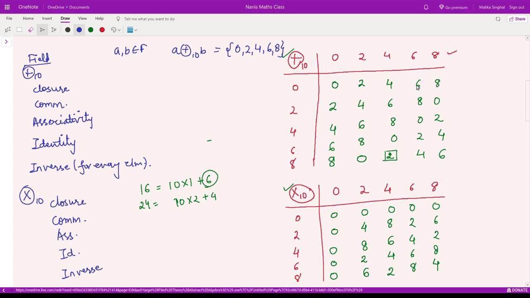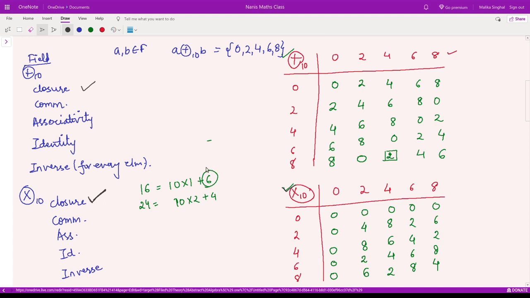So from this table you can clearly say that after operating, the elements that appear are only 0, 2, 4, 6 and 8, and no other element is present in this table. So yes, the closure property is satisfied, right? Similar is the case with multiplication modulo 10. If you can see, every number here is either 0, 2, 4, 6 or 8. So the closure property is valid here also, right?